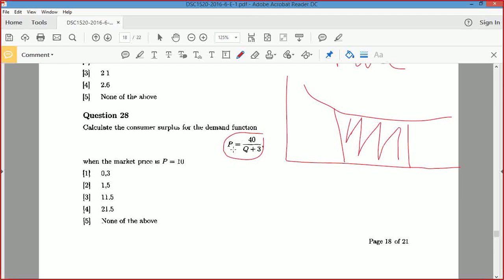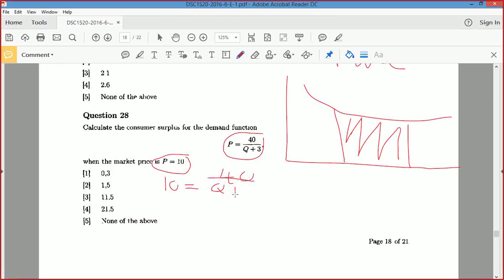So what must I use here? I need to use integration. I need to integrate this particular question, which we're going to do. I need to find the integral of the function first before I can work out the surplus. So the first step is obviously to get the quantity. Right, so what is price? 10. So this is the easy bit of the calculation.